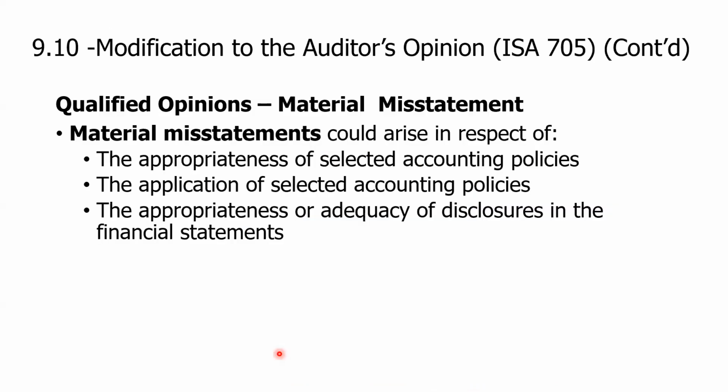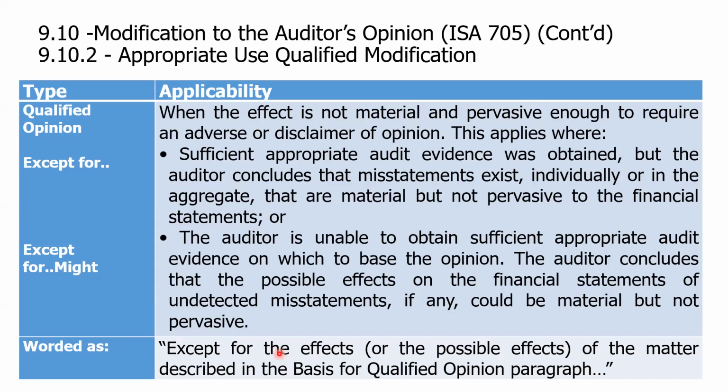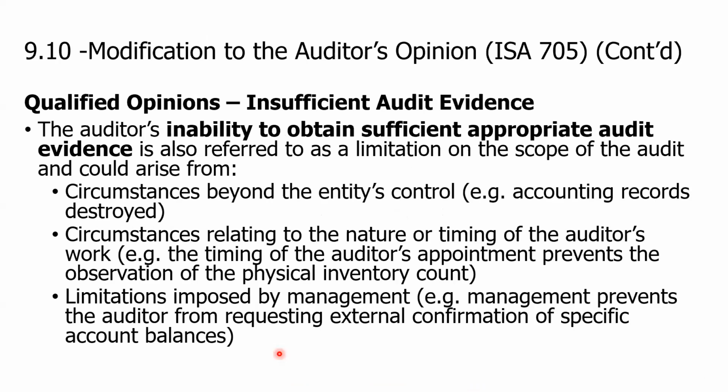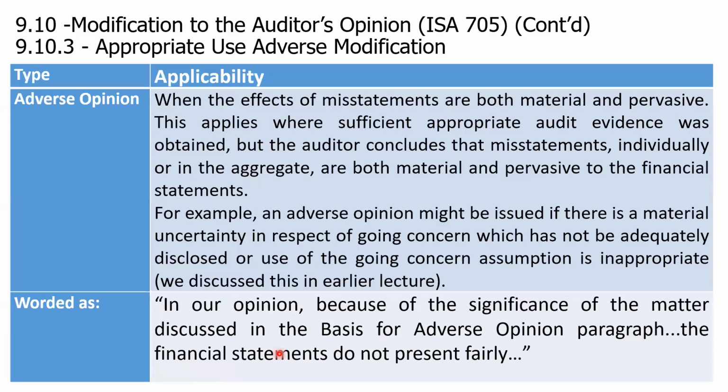Now let us look at how the adverse opinion will be worded. The auditor will say that in our opinion, because of the significance of the matter discussed in the basis of adverse opinion paragraph, the financial statements do not present fairly, in all material respects, the financial position of the organization, the financial performance of the organization, and the statement of changes in equity of the organization. So this is how the auditor will word it.